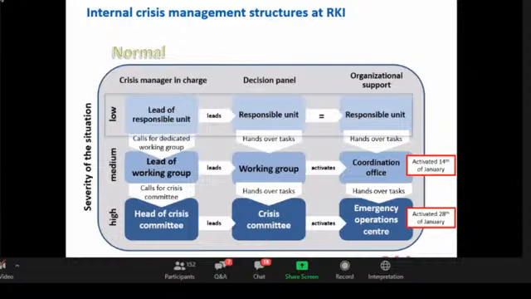If the severity is high, we can have a crisis committee. The head of the crisis committee is always the vice president of the Robert Koch Institute, and he is the crisis manager in charge. On the strategic level, we have the crisis committee. As organizational support, we have the Emergency Operations Center, which was activated on the 28th of January here in Germany, with the first case of COVID-19 in Germany. Next slide.